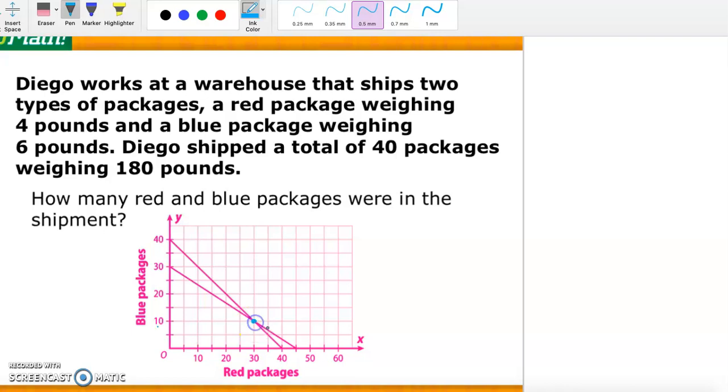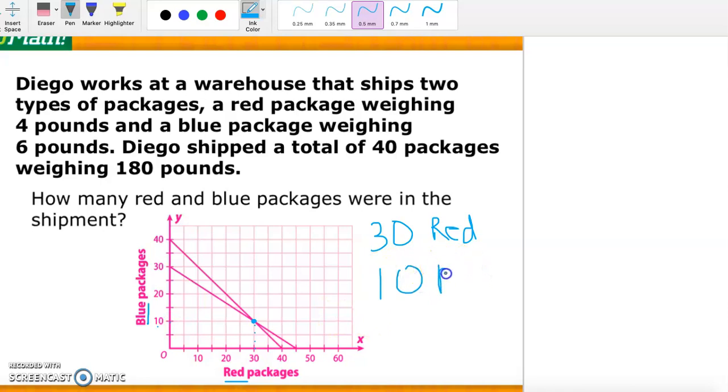So let's see, they cross here. So when I go down, my x-axis is labeled red packages. So my x-axis is going to tell me how many red packages he shipped. And that means my y-axis, it's labeled blue packages. So my y-axis is going to tell me how many blue packages he shipped. So I can tell that when I go down, he shipped 30 red. I'm just going to do 30 red, yeah. And he shipped only, let's see, 10 blue.